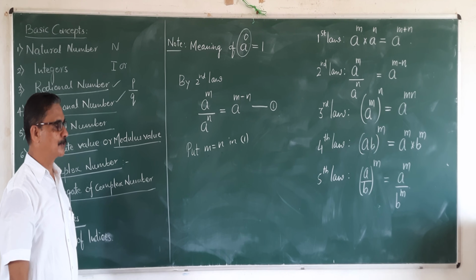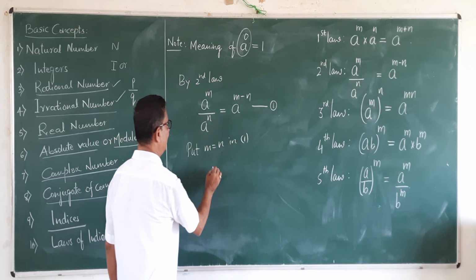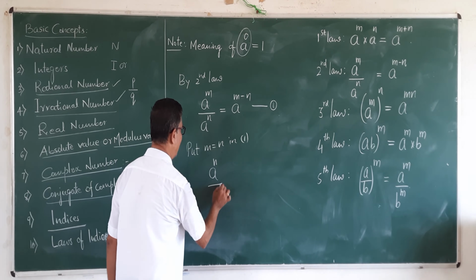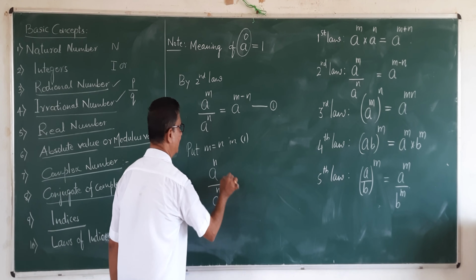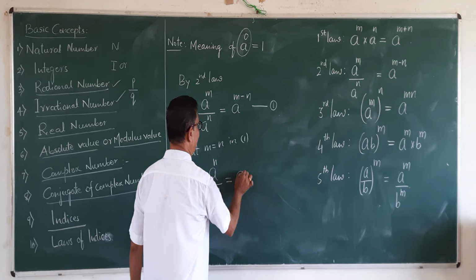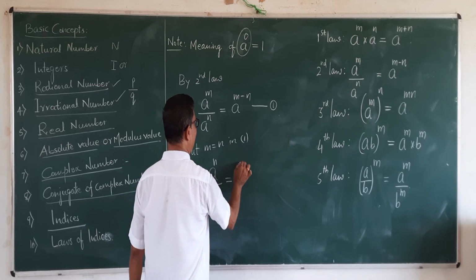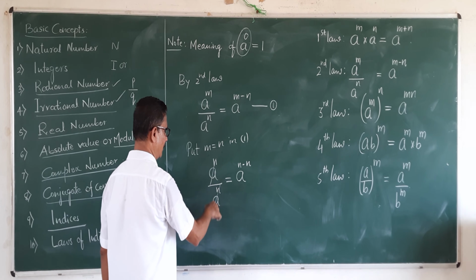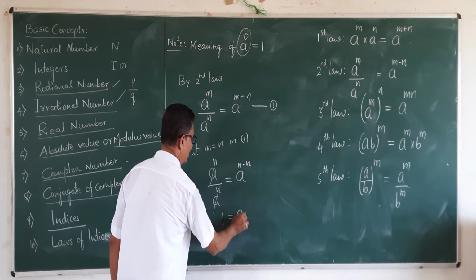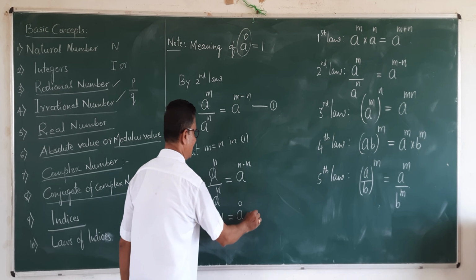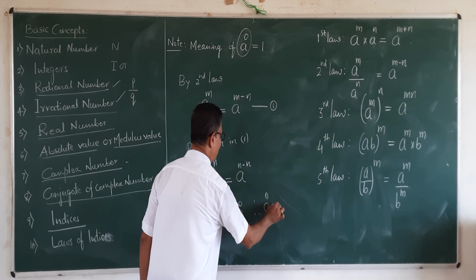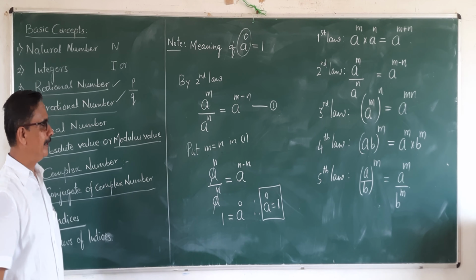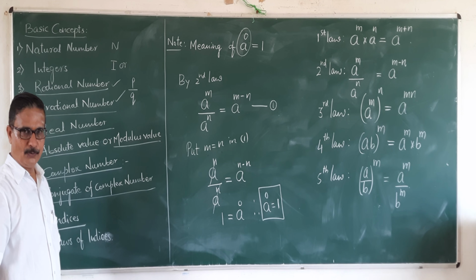Substitute n in place of m and see. We get a power n divided by a power n is equal to a power n minus n. A power n cancels, what remains? 1 is equal to a power n minus n, that is a power 0. So what is the value of a power 0? 1. Remember, meaning of a power 0 is 1.